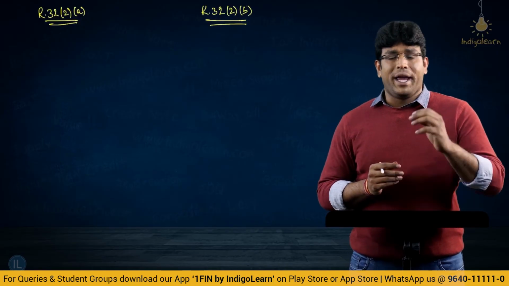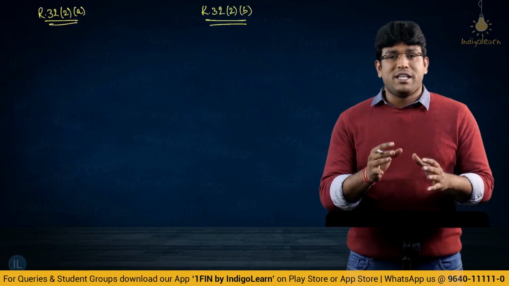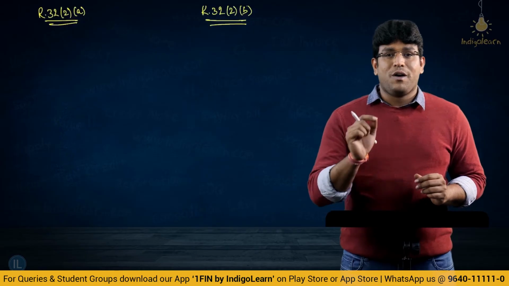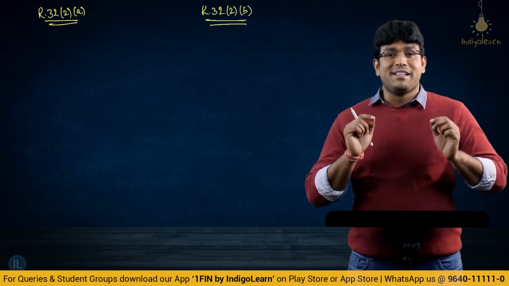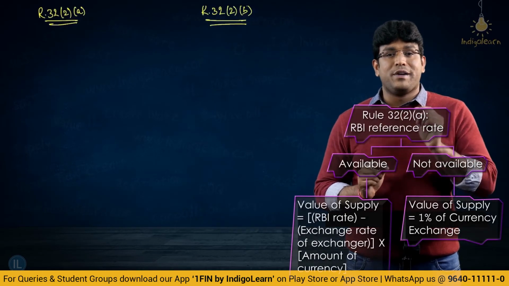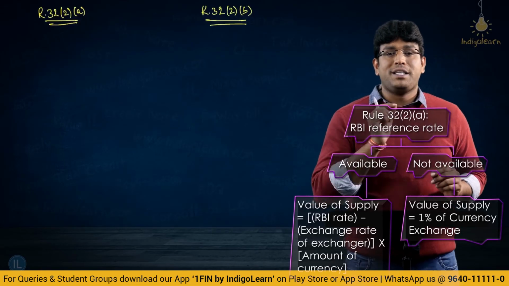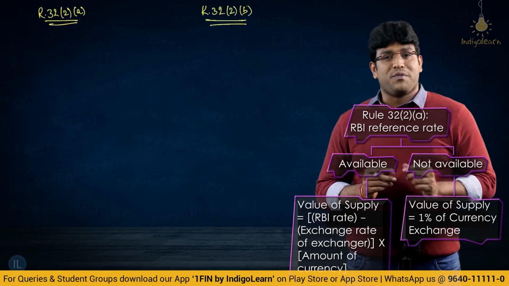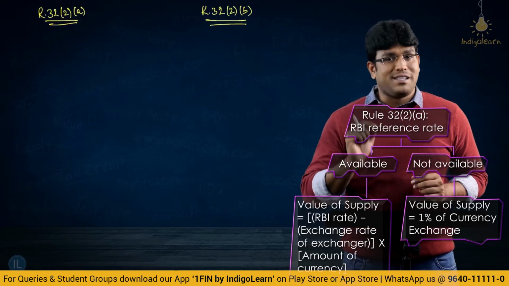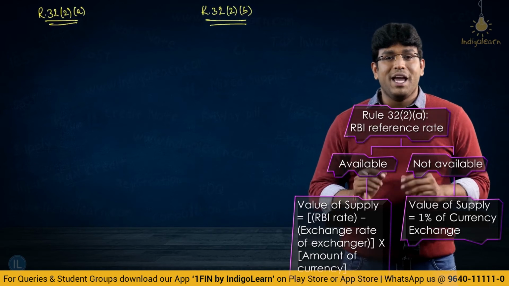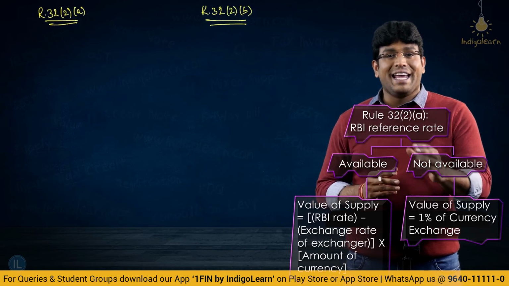And Rule 32.2a, what is the concept by the way? In exam, just don't throw the answer. Please write the concept also. What is the concept? Value of supply will be, if RBI rate is available on that date, the difference between RBI rate and the exchange rate given by money changer multiplied by total units of currency will become the value of supply. And if RBI rate is not available, the value of supply will be 1% of currency exchanged.